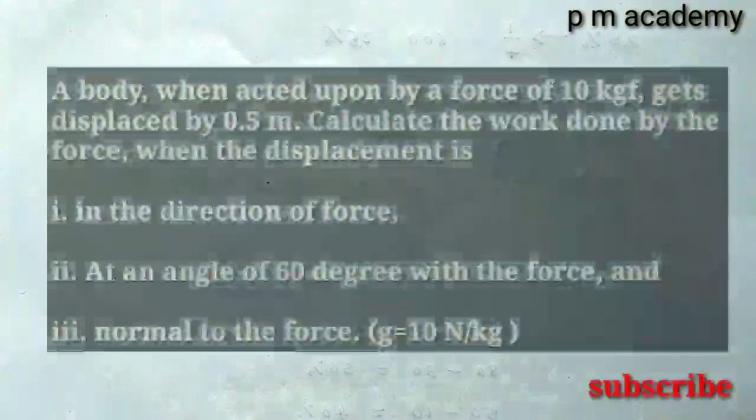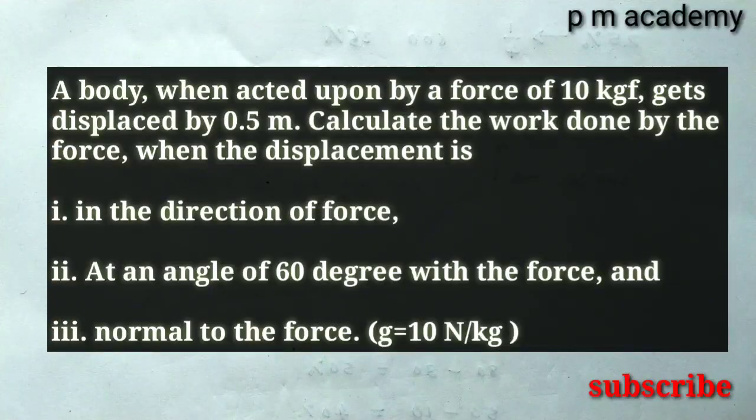തുടങ്ങാം. ഒന്നാമത്തെ ക്വസ്റ്റ്യൻ ഇതാണ്: A body when acted upon by a force of 10 kgf gets displaced by 0.5 meter. Calculate the work done by the force when the displacement is, question number 1, in the direction of force, question number 2, at an angle of 60 degree with the force, and question number 3, normal to the force. G is taken as 10 Newton kg raised to minus 1.